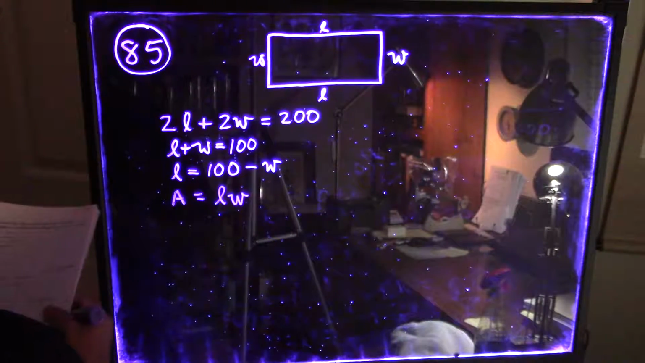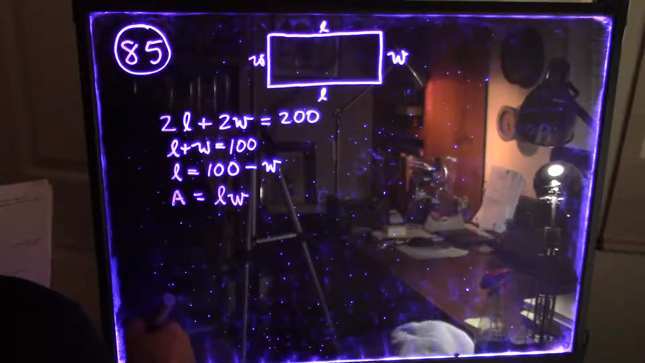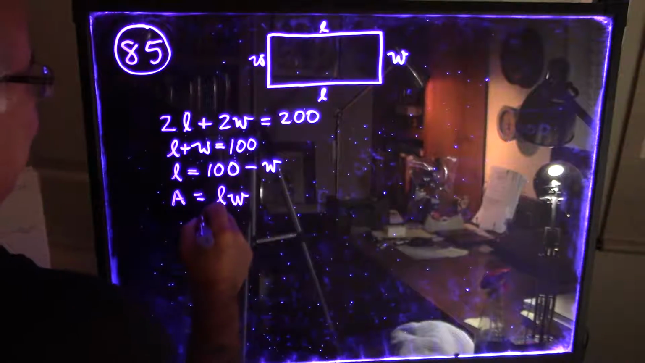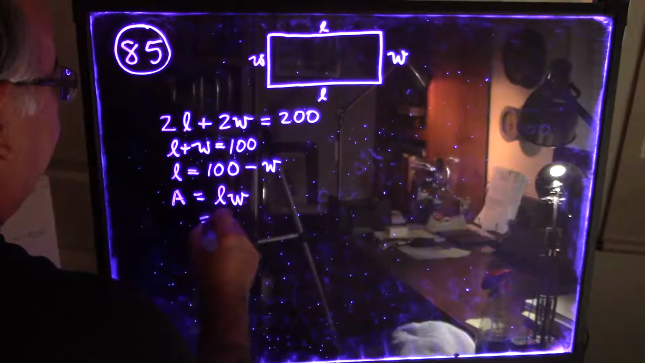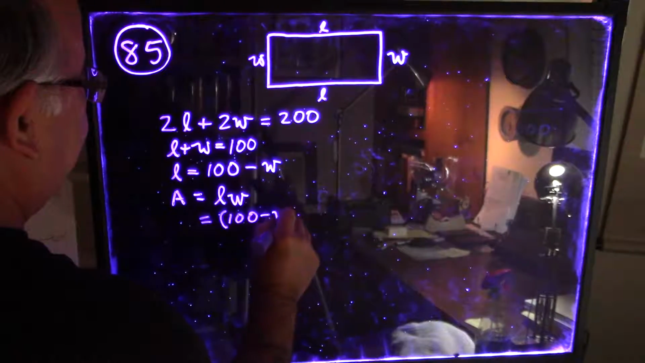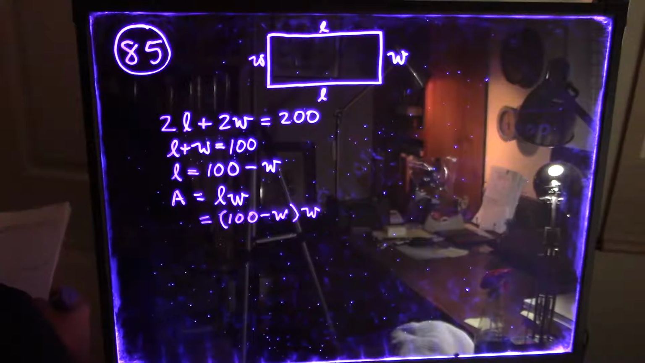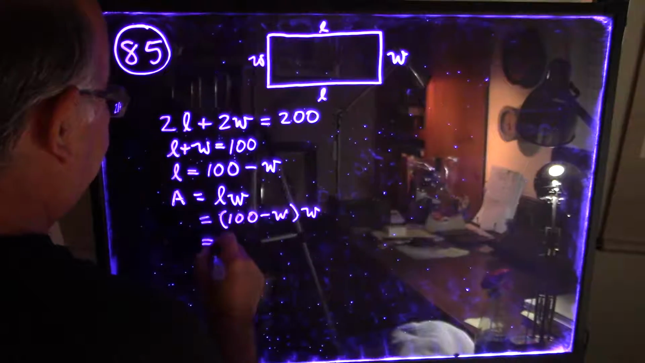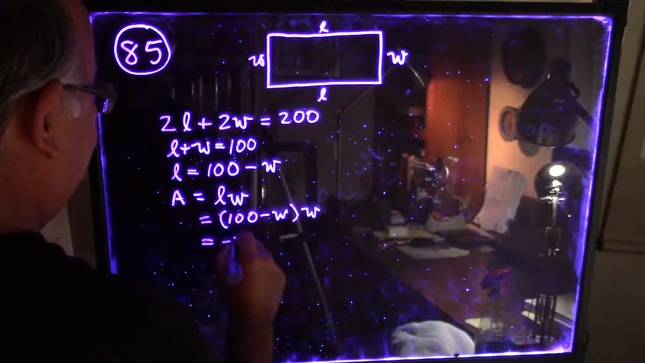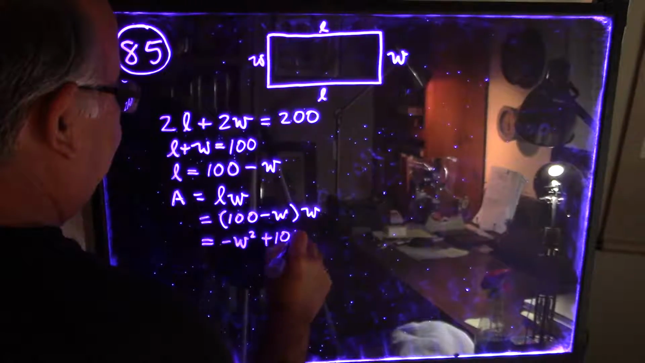Right? Length times width. Well, we're going to use this to figure out the problem. Okay, so use the area. And what is L? L is 100 minus W. We already figured that out. So write that in there, 100 minus W instead of L, times W. There's your length times width. Alright? And then multiply it out. Distribute that, rather. Negative W squared first, plus 100W. Now you got a quadratic equation.